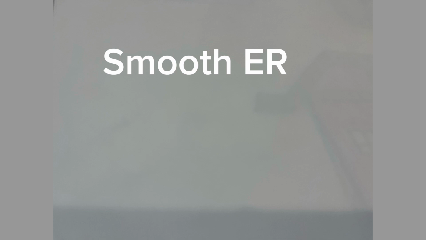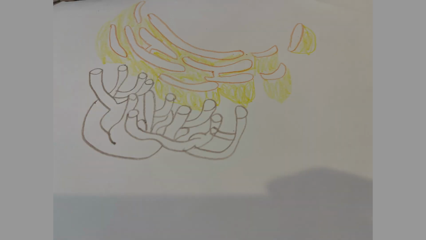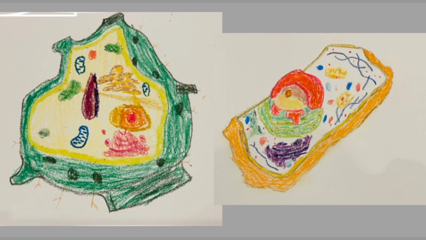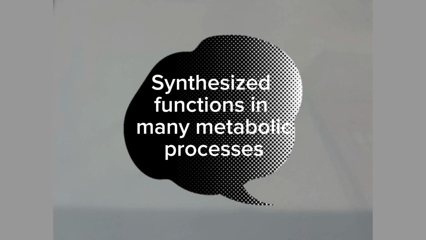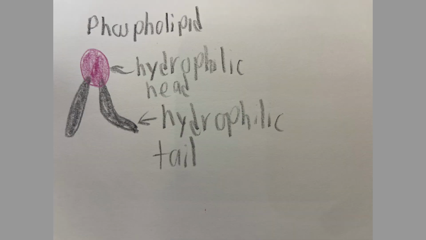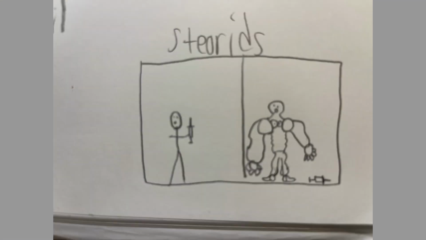The next ER is the smooth ER. It is a region in the endoplasmic reticulum that is tubular and lacks ribosomes. It is found in animal and plant cells. It functions in many metabolic processes. It synthesizes lipids, phospholipids, as in plasma membrane, and steroids.